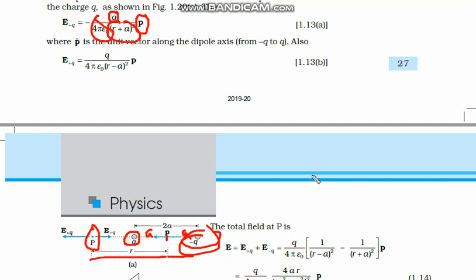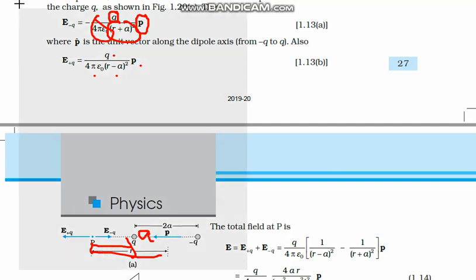Similarly, for the positive charge, this distance is r, this is a, so this distance is r minus a. This time it is positive, hence the negative sign is not there. So 1 by 4 pi epsilon naught, charge is positive q, distance is r minus a, and the direction is P, the same direction of the dipole. So this is for the positive and negative charge.